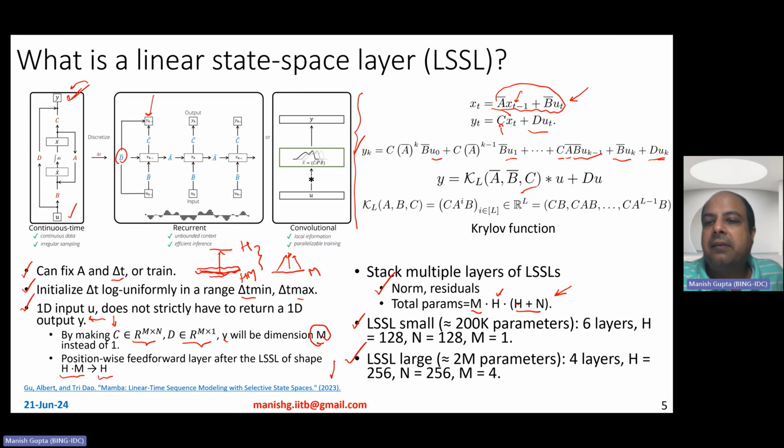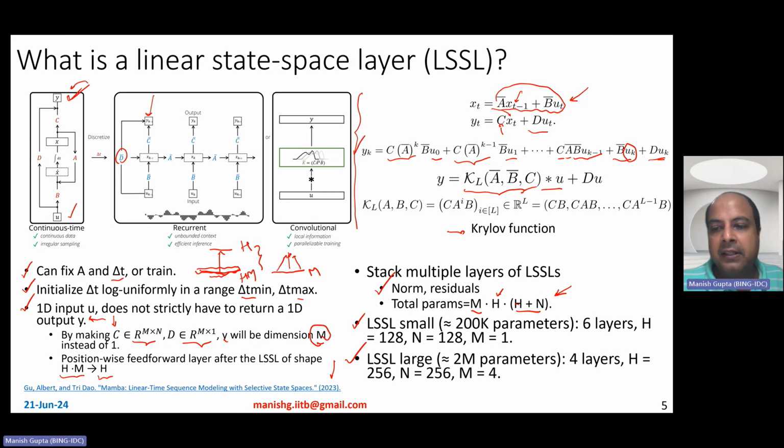So you can think about, therefore, these parameters, you can group them all together into a single kernel. This kernel is called the Krylov function. So you basically combine all of them into a single kernel, and you convolve with the input u. So you could think about this element-wise multiplication as a convolution in that sense. And that helps you think about the linear state space layer as a convolution operation.